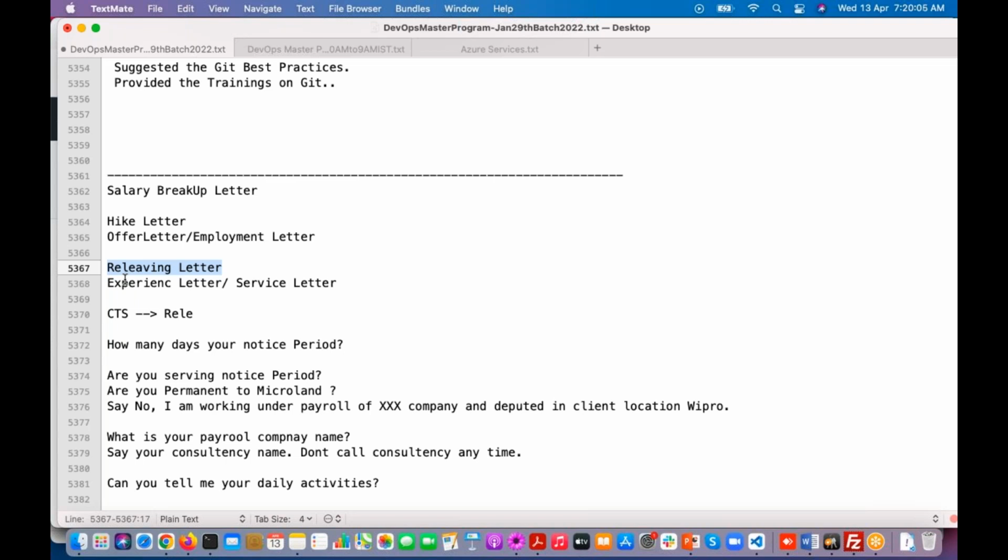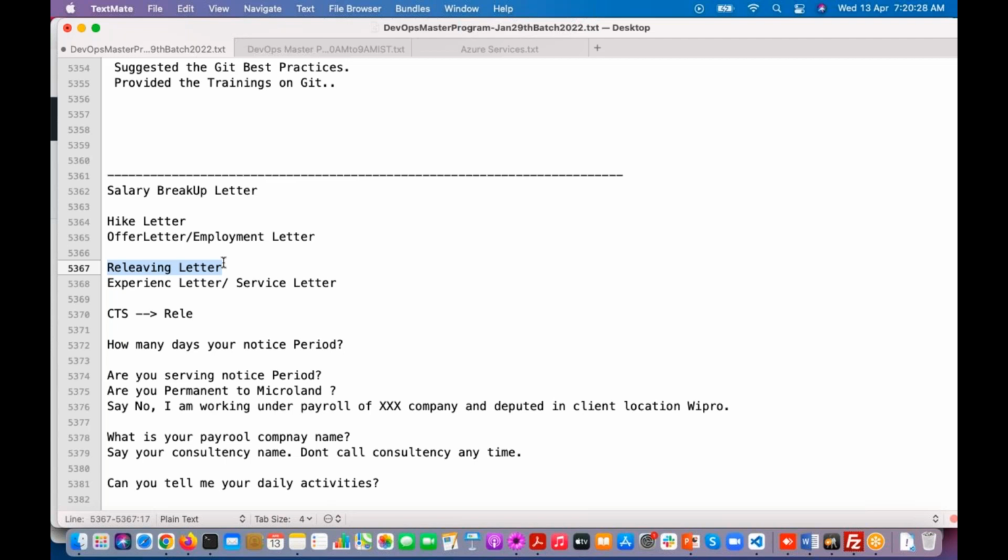So if you don't have a relieving letter, it means you haven't been relieved from your previous organization. Without being relieved from the previous organization, how can you join another organization? You are not supposed to. That's why some companies are not going to allow you to join without a relieving letter.